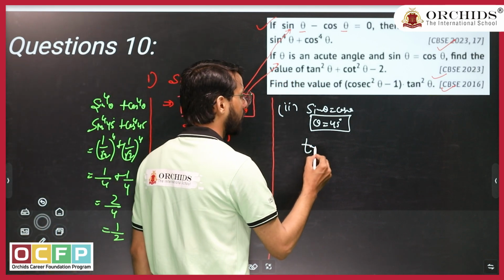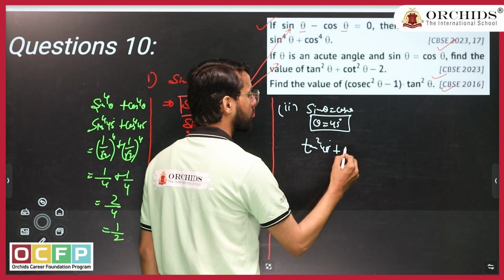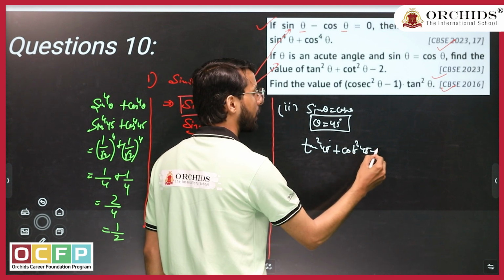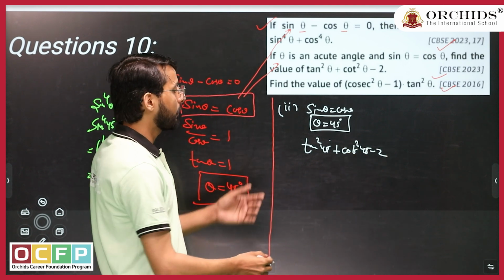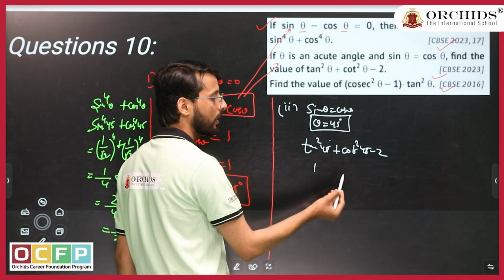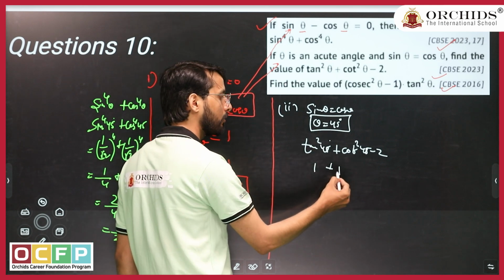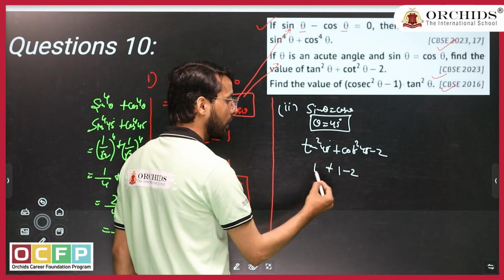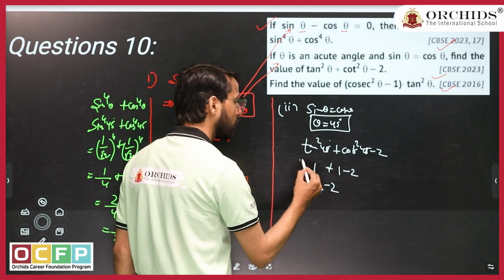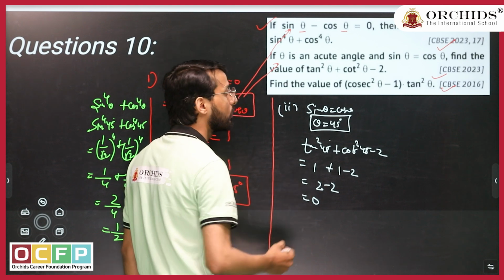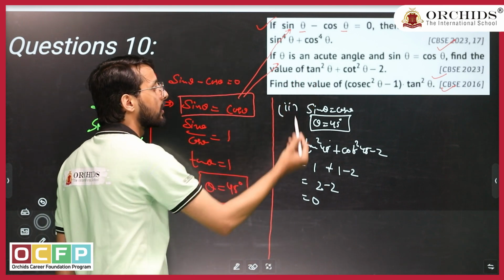So tan square 45 plus cot square 45 minus 2. What is tan 45? Tan 45 is 1, and 1 squared is 1 only. Cot 45 is again 1, and 1 squared is 1, minus 2. 1 plus 1 is 2, minus 2, which results in 0. So this is also done.